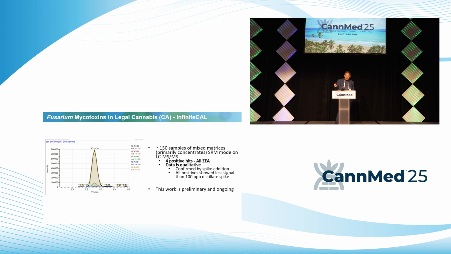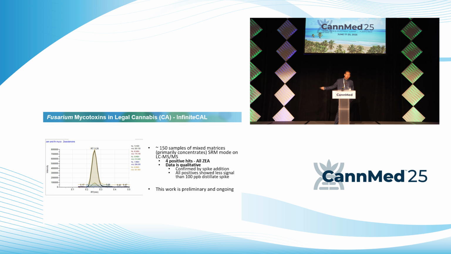And then I finally did get to do some work of my own on this, or at least Josh Sweeter was kind enough to run some samples after I prodded him: hey, maybe we should take a look at this and see what we see in legal cannabis samples. I want to point out two things. Firstly, this is not a fully validated method. This is all confirmed by spike addition, where he took a distillate sample and spiked these. So again, he doesn't have a fully validated method for this. It's sort of just a scan to understand what is there and what we should be looking for.